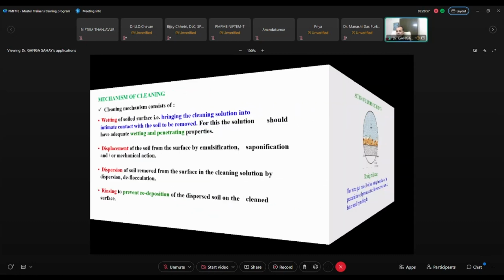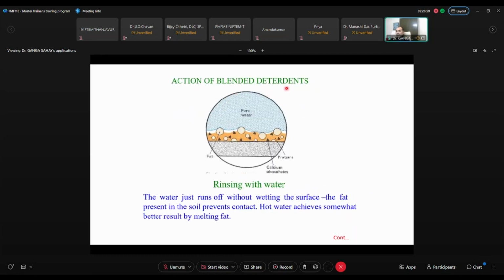Okay. So the action of a blended detergent could be different. Like you can see over here, this is our equipment surface, and you can see fat is bound in this, and there will be some proteins, yellow in color, and there will be calcium phosphates. So several constituents could be part of this, which is sticking to the equipment surface. So when we are rinsing with water, what will happen? The water just runs off without wetting the surface. The fat present in the soil prevents contact, and hot water achieves somewhat better results by melting the fat.